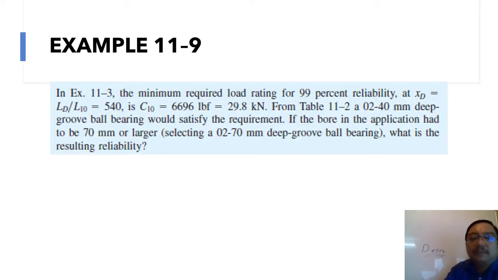For example, example 11.3. Okay, minimum load rating at 99% reliability, XD equals this dimensionless value XD. Life rating is 540 and the system is 696 pound, equivalent to 39.8 kilonewton. From table 11.2, minimum 0 to 40 millimeter deep groove bearing satisfies the argument. If the bore application had to be 70 millimeter or larger, what is the resulting reliability?